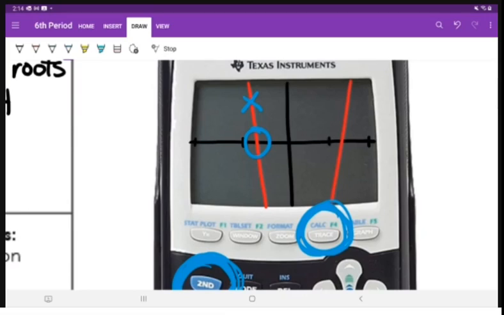As soon as you do that, your screen will say right bound, and then you're gonna scroll to the right a little bit and pick a point that's to the right of the 0 that you wanna find, and then hit enter. Then your screen will change and it will say guess. It wants you to guess. So then we're gonna put the X as close to the 0 as we can, to kind of tell the calculator where we guess the spot is. And after you hit enter there, then it gives you your 0.